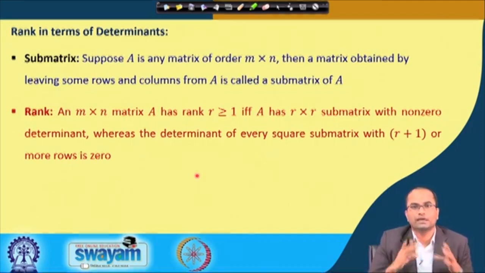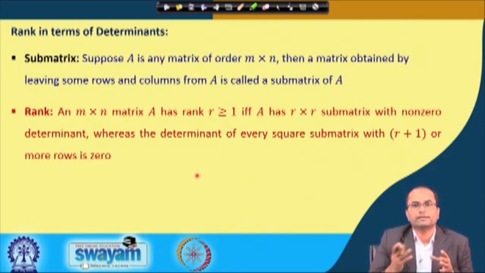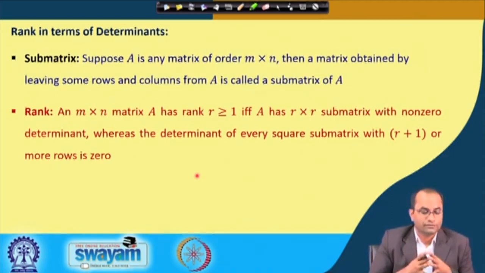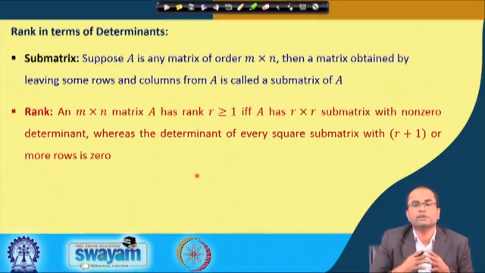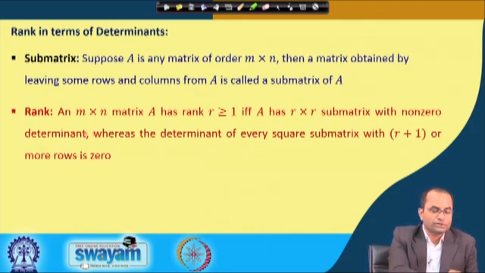So, we have to start with the whole matrix. If, for example, it is a 2 by 3 matrix, then we have to look at the 2 by 2 submatrices and see if they are all 0, then we have to go to the 1 by 1 level and so on. So, we have to see now this submatrix with non-zero determinant.